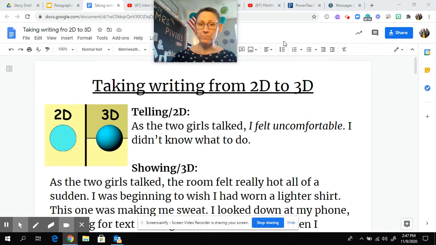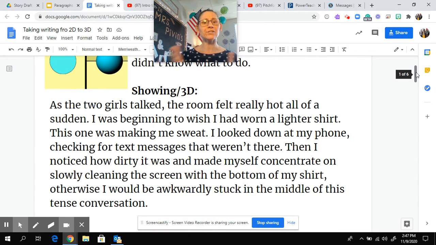The audience or the people who you're doing your charade for don't know the word, but you have to communicate the word with your body. When you do that in writing, it's much more powerful. Now, here's a three-dimensional example. As the two girls talked, the room felt really hot. I wish I had worn a lighter shirt. This one was making me sweat.